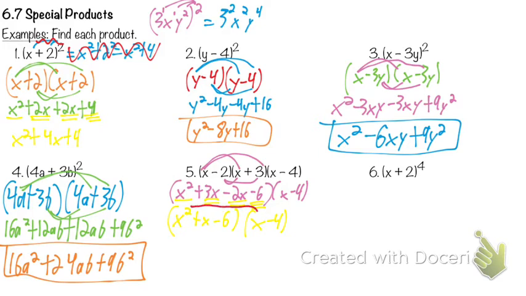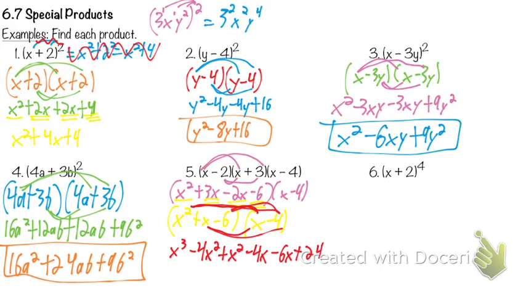So x squared times x is going to be x to the third. X squared times negative 4 is negative 4x squared. X times x is x squared. X times negative 4 is negative 4x. Negative 6 times x is negative 6x. And negative 6 times negative 4 is positive 24, haha.